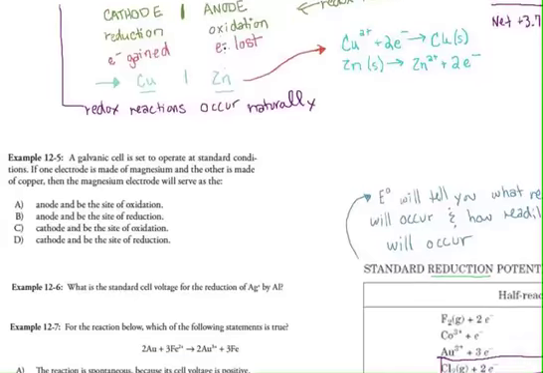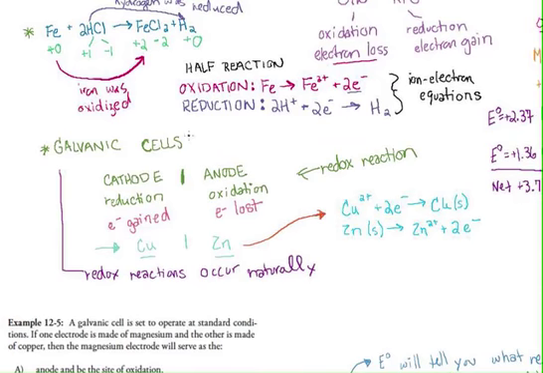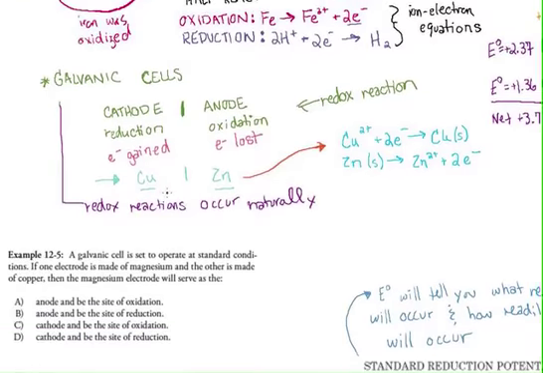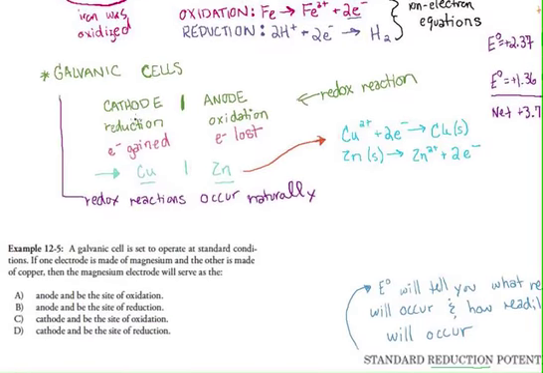Now, first off, let's be clear. We talked about this up here. The cathode is the thing that reduces, and the anode is the thing that oxidizes. So do you guys see anything we can eliminate immediately? Yeah, that's right. For instance, B, you can't be the anode and be the site of reduction. If you're the anode, you are by definition the site of oxidation, so we can get rid of that.